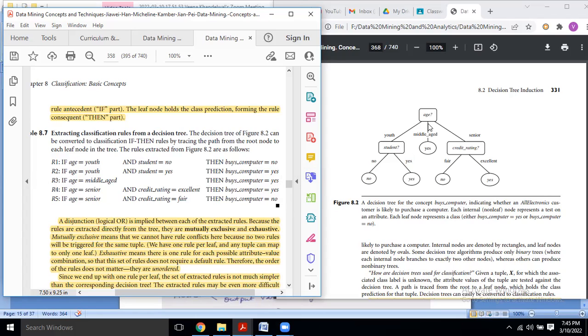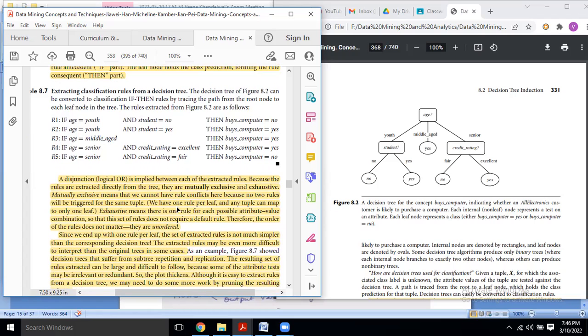And similarly, the rule: age is equal to senior and credit rating is equal to fair, then buys computer is equal to no. So this rule is there. And for the other branch, age is equal to senior and credit rating is equal to excellent, then buys computer is equal to yes. So we have written rules for both credit rating is equal to excellent and credit rating is equal to fair.